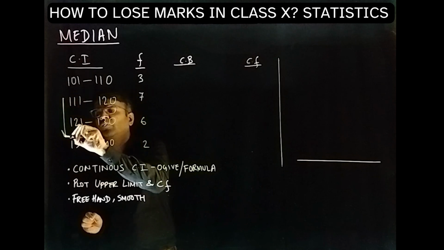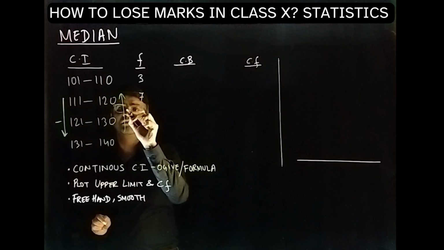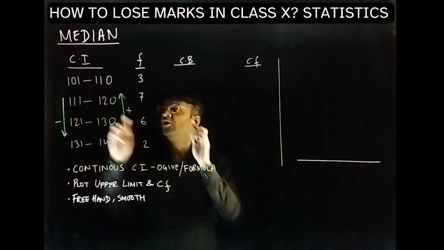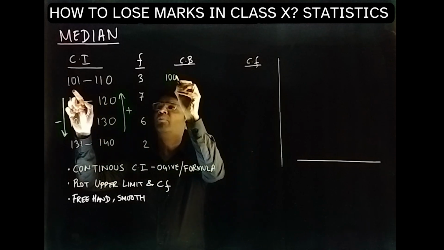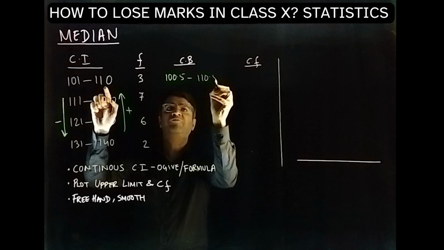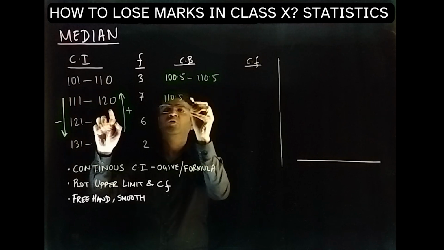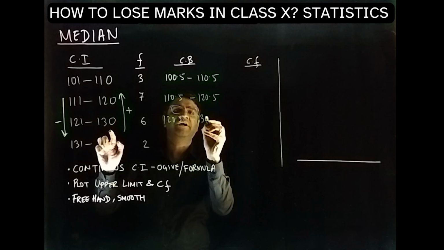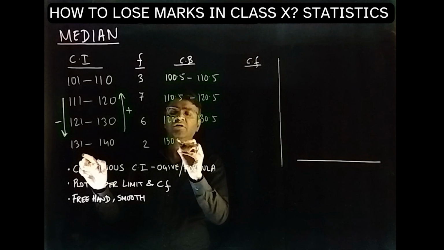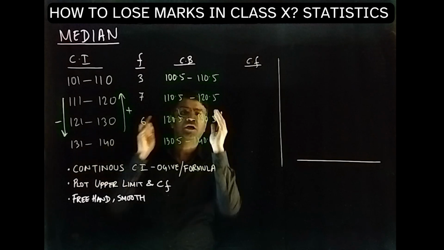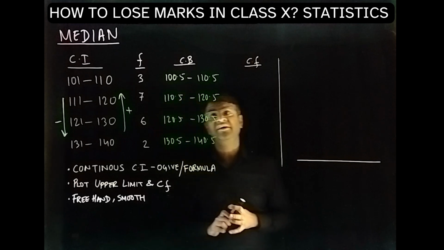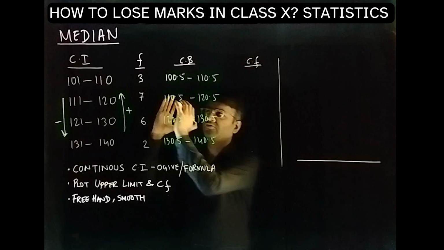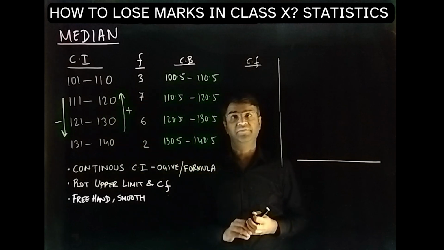You will lower the lower limit and raise the upper limit. That means you will keep adding to the upper limit and keep subtracting from the lower limit. So this gives us 100.5 to 110.5, 110.5 to 120.5, 120.5 to 130.5, 130.5 to 140.5. Now this is plottable and usable. All the calculations will be based on class boundaries, not on the basis of class interval.